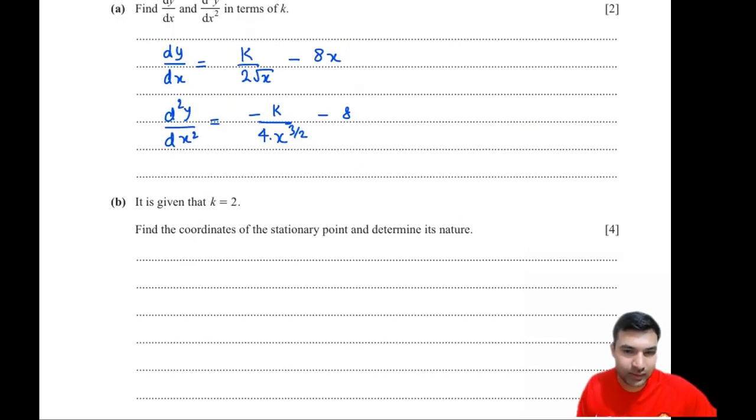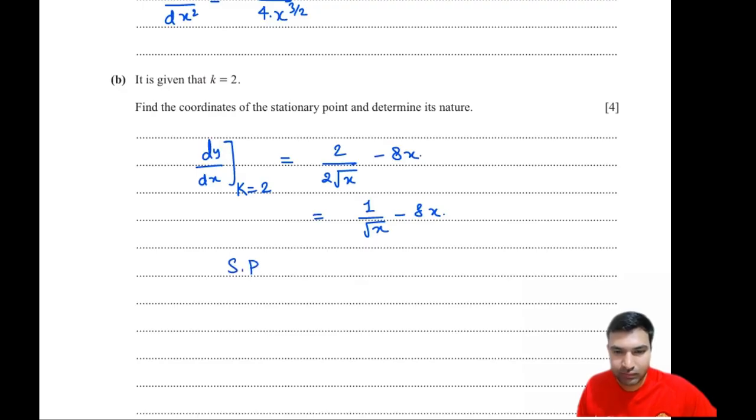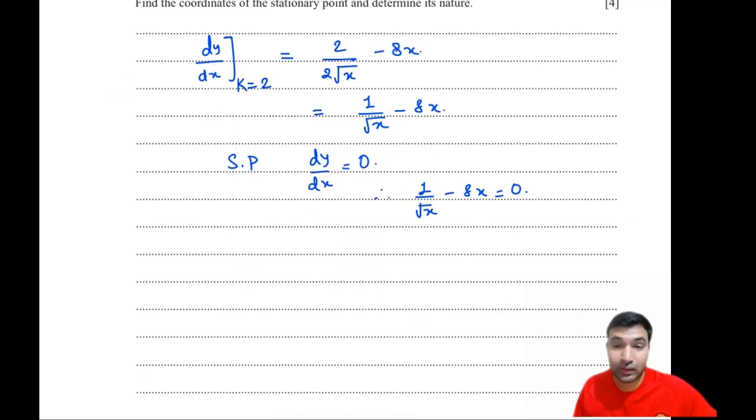Now it is given that k is equal to 2. Find the coordinates of the stationary point and determine its nature. Right. So k is equal to 2. Okay. So what is my dy by dx? Let's find that first, for k equal to 2. It turns out to be 2 over 2 times root x minus 8x, which is nothing but 1 over root x minus 8x, right? And at a stationary point, we know that dy over dx is equal to 0, right? So therefore, equating 1 over root x minus 8x equal to 0. So what do we get from here?